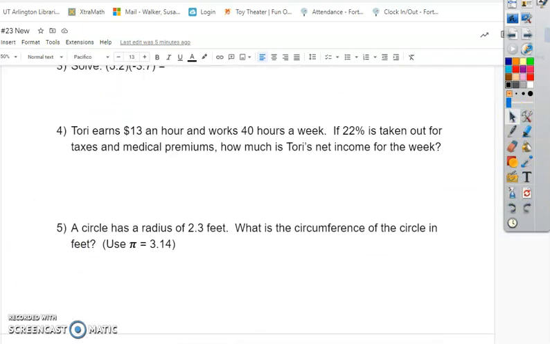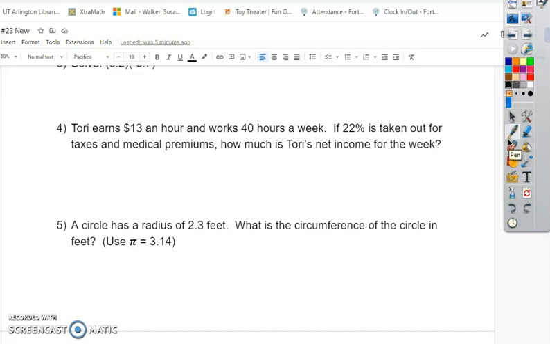Number 4. Tori earns $13 an hour and works 40 hours a week. Okay? If 22% is taken out for taxes and medical premiums, how much is Tori's net income? So we're going to be focusing on this this week.